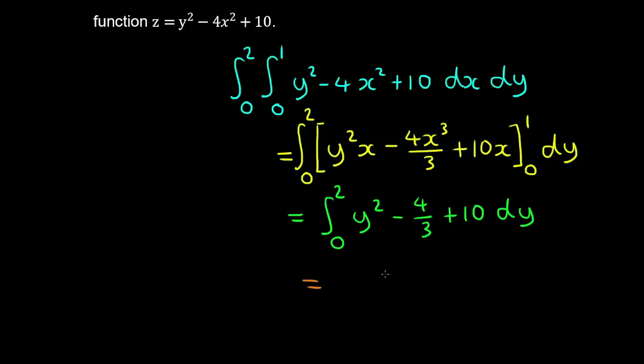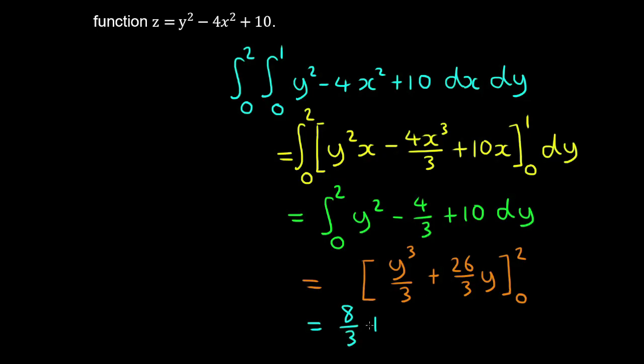So integrating over y, we get y cubed on 3, and 10 is 30 on 3, so I have plus 26 on 3, y. Evaluated at y equals 0 and 2. So that gives 8 on 3, plus 52 on 3. So 8 plus 52 is 60 on 3, gives 20 units of volume.